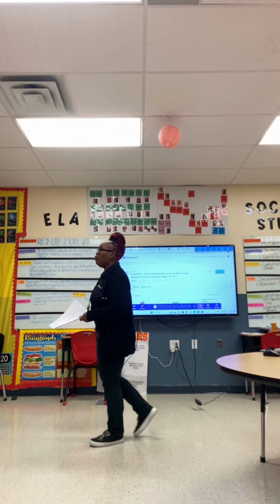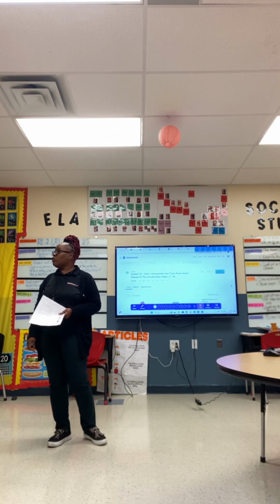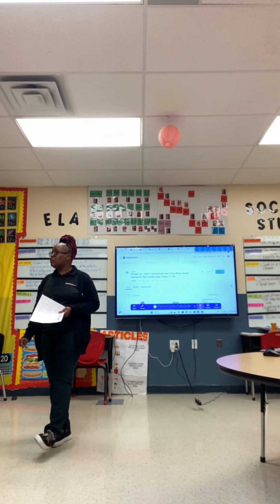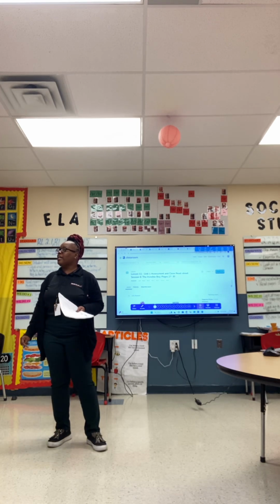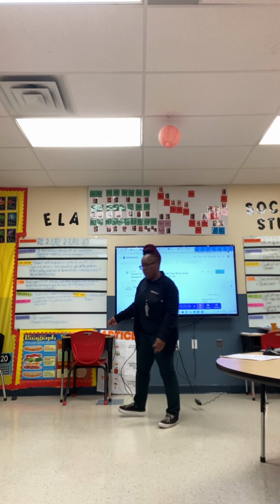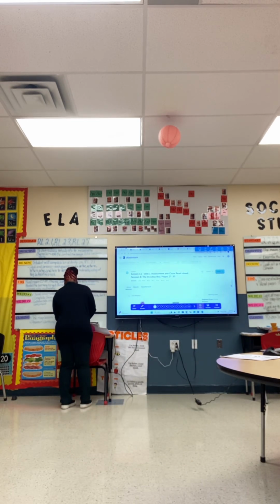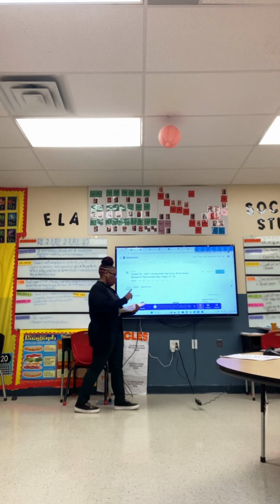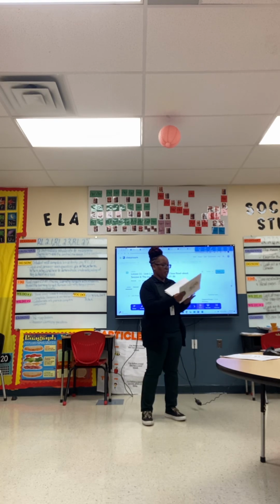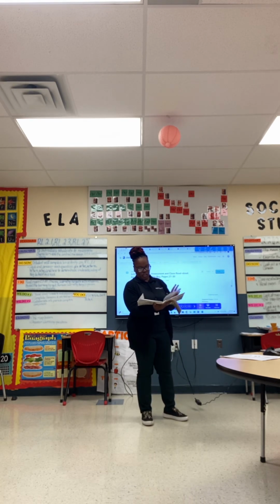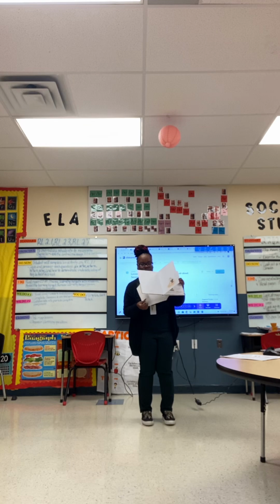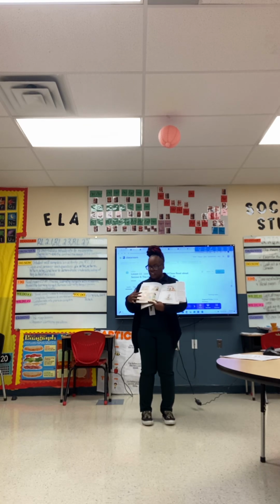Last standard is RL 2.7. Use information gained from the illustrations and words in a print or digital text to demonstrate understanding of its characters, settings, or plot. So again, let's talk about illustrations. We know that Trudy Ludwig is the author and Patrice Barton is the illustrator. So it says illustrations. All of these are illustrations, right?